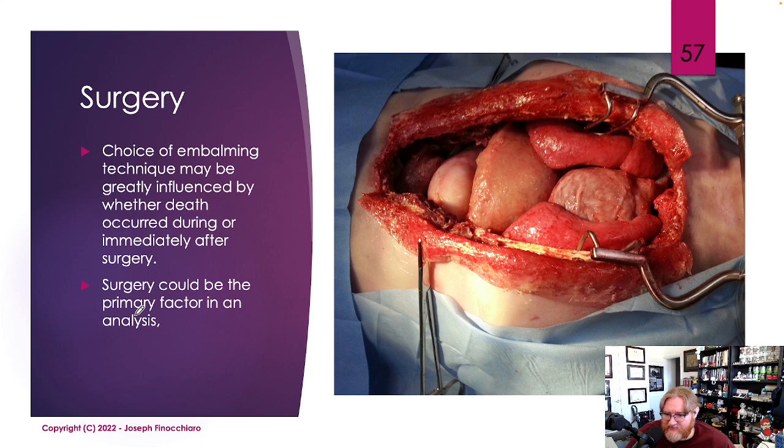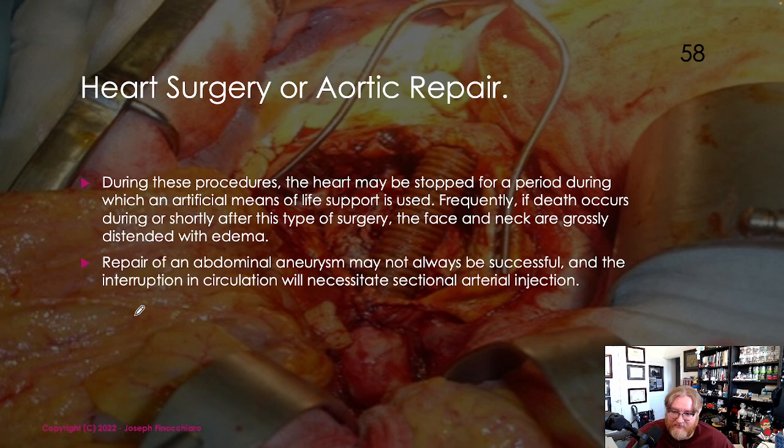Choice of embalming technique may be greatly influenced by whether death occurred during or immediately after surgery. Surgery could be the primary factor in an analysis, especially if it's heart surgery or aortic repair. During these procedures, the heart may be stopped for a period during which an artificial means of life support is used. Frequently, if death occurs during or shortly after this type of surgery, the face and neck are grossly distended with edema.